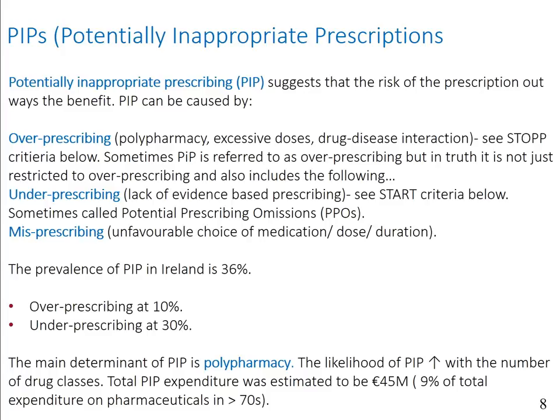Underprescribing is looking at lack of evidence-based prescribing. So, for example, a patient with rheumatoid disease may be put on oral steroids because they at some stage in the past gave them benefit, so they want to continue with them, but they may not be on a disease-modifying drug. Misprescribing is where there's an unfavorable choice or dose or duration.